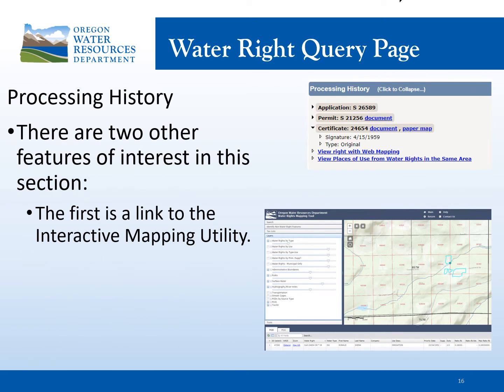Also under the processing history, you will find two links of interest. The first link will allow you to view the water right with the web mapping. Essentially, what this link does is it takes you to the Interactive Mapping Utility. On the Interactive Mapping Utility, you will see the approximate location of the point of diversion and the place of use for this water right.